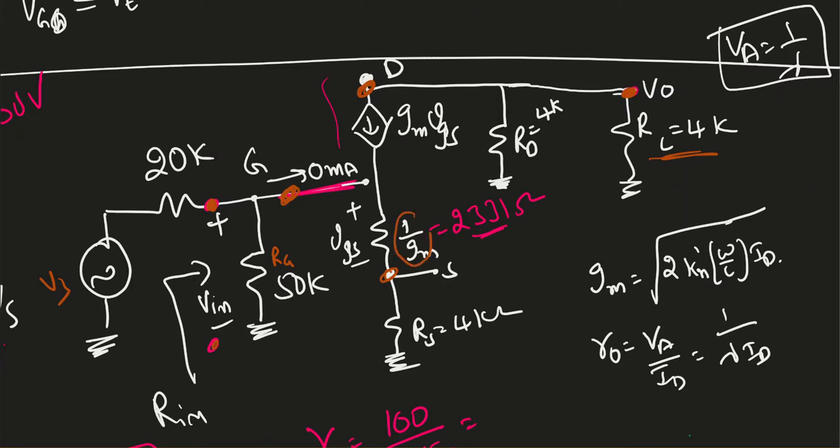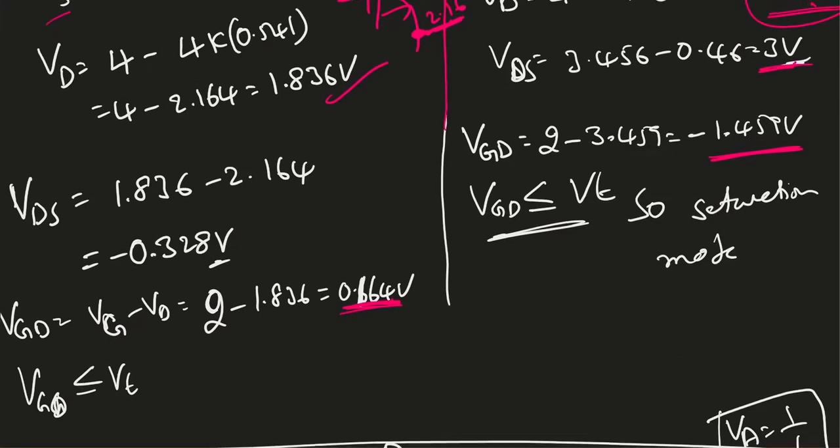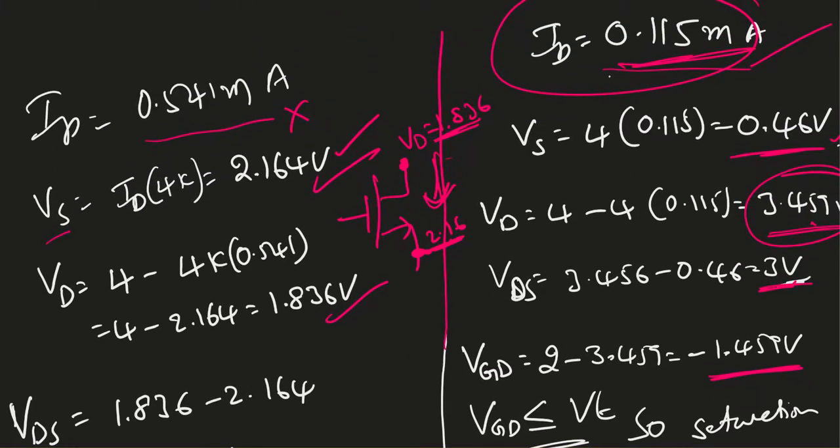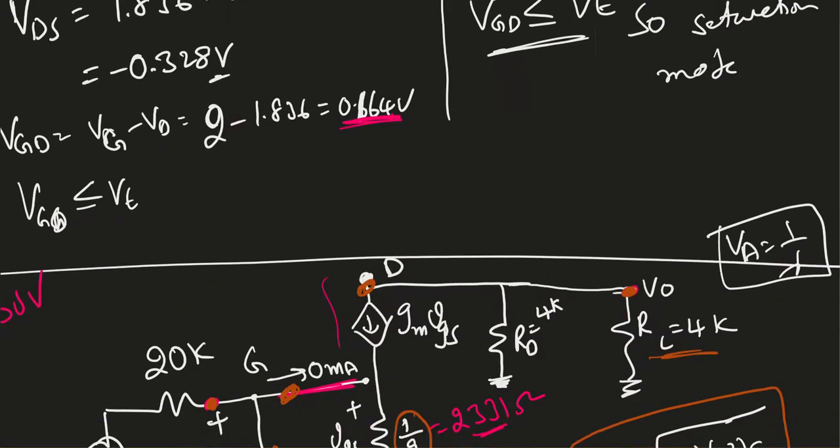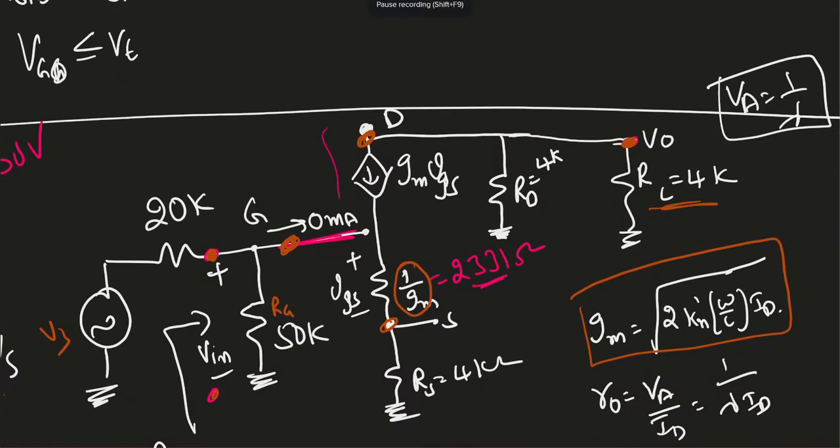So this is 1 over gm, the transconductance. The formula for gm is the square root of 2 times Kn prime times width over length times ID. We already found the ID value in the previous video, in the DC analysis. So we end up with ID as 0.115 milliampere. I used that current and found gm.